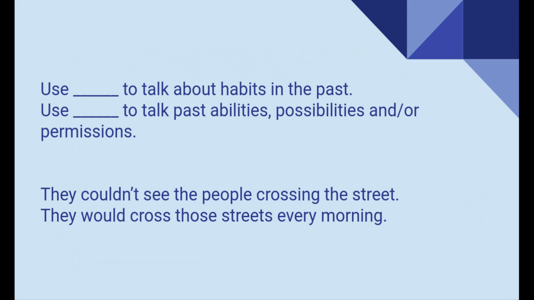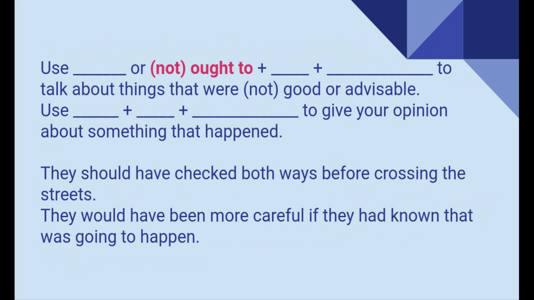Great. Now, I want you to please come up with the structures. Pause the video while you complete this. Okay? Great. So we use would to talk about habits in the past. And we're going to use could to talk about past abilities, possibilities, and or permissions. Now let's remember here, we're going to use the base form of the verb. Let's continue. Now, one more time, pause the video and complete these structures.